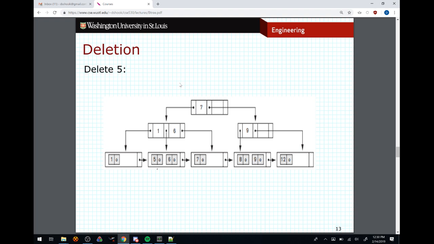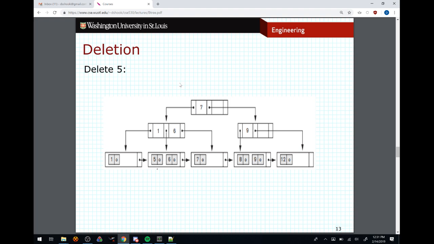Are we good? No? Why not? Because we're consistently moving nodes to the left. We've got to put the 6 where the 5 was. Okay, sure. Are we good? Are we done? Yeah, we're good. We are.